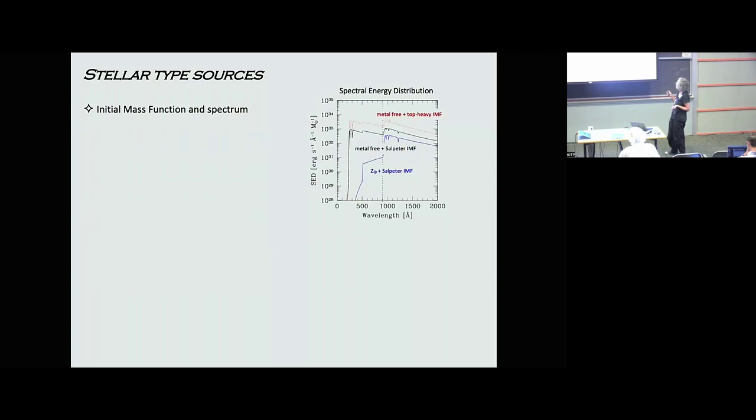So in blue you have stars with a solar metallicity and a Salpeter IMF. In black, the same Salpeter IMF, but metal-free stars. And in red, metal-free stars, but they are more top-heavy. So you see that in terms of ionizing photon production, this makes quite a big difference.